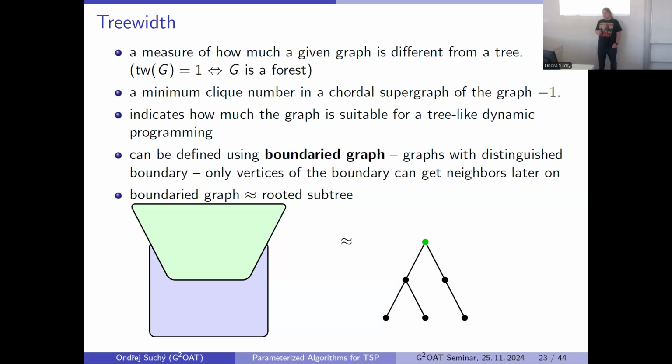So treewidth indicates how suitable the graph is for some kind of tree-like dynamic programming, and it can be defined using boundaried graphs, which have a distinguished boundary, and only the vertices on the boundary can get neighbors later on in the later stages of the construction. You can think about boundaried graphs as rooted subgraphs. If you ever did dynamic programming on a tree, then you probably saved some information about what's going on in the root of the tree. That's what the boundary does for you. You save the information about what happens on the boundary and forget everything about what's going on down there in the tree.